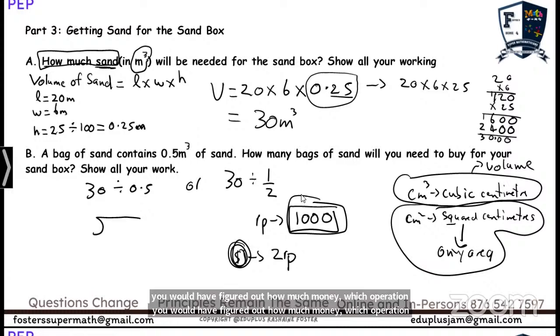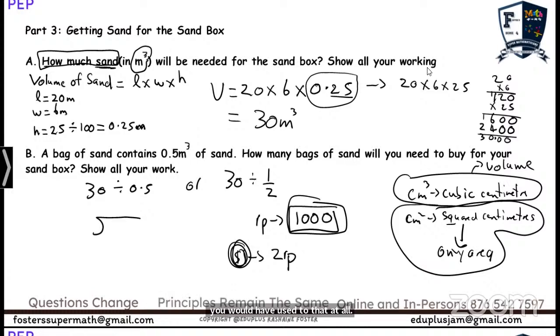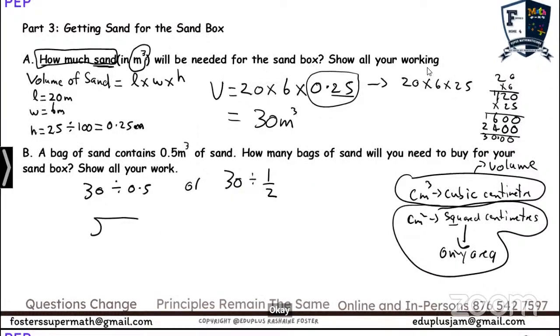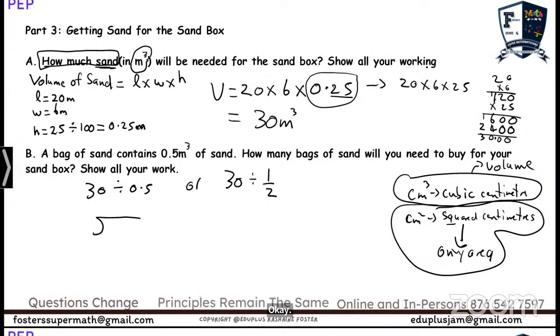What operation would you use to figure that out? Would you multiply? Would you add? Would you subtract? No, we would use division. It's the same type of principle here. Whenever you want to figure out how much of one thing you can take out of another, you use division. Remember, division is basically sharing up.